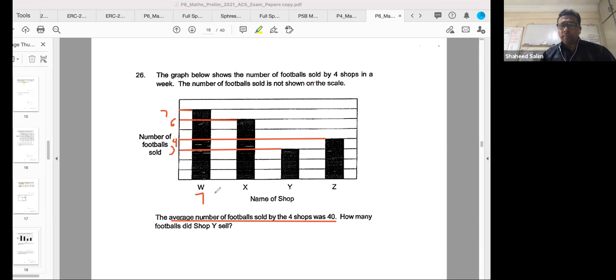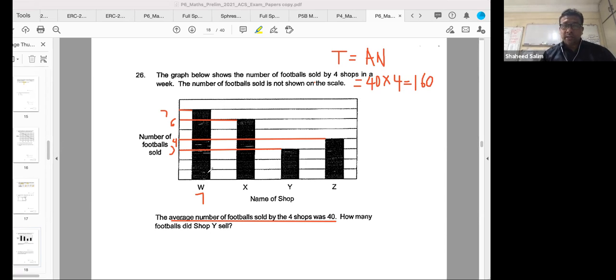Total is how many? Take average times, okay, Davish, well done, by number of shops. So total number is average times number of shops. What's the average? 40. Okay. What's the number of shops? 4. So what's the total number of balls? 160. Okay. So how many units is equals to 160?